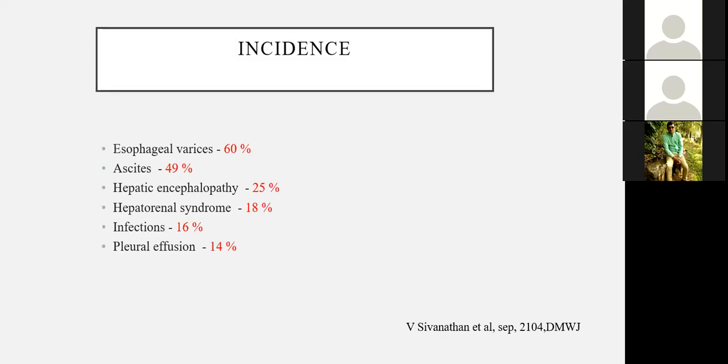There are different complications of cirrhosis, which include esophageal varices, ascites, hepatic encephalopathy, hepatorenal syndrome, secondary bacterial infections and pleural effusion. Of these, esophageal varices is the most common complication of cirrhosis, followed by ascites.